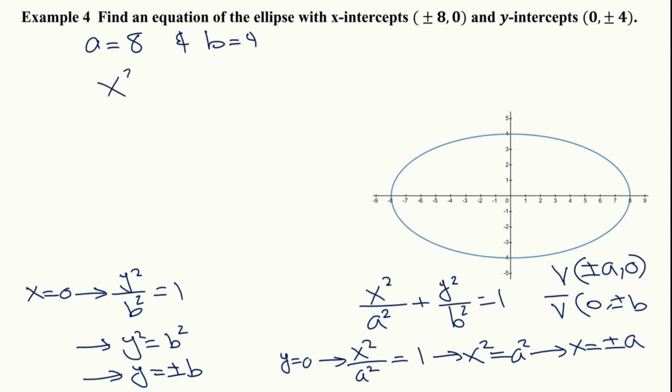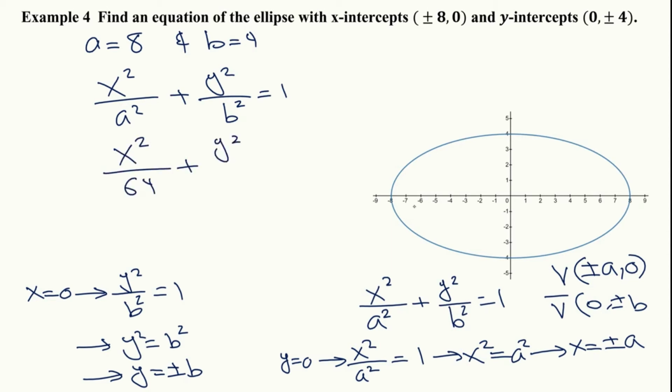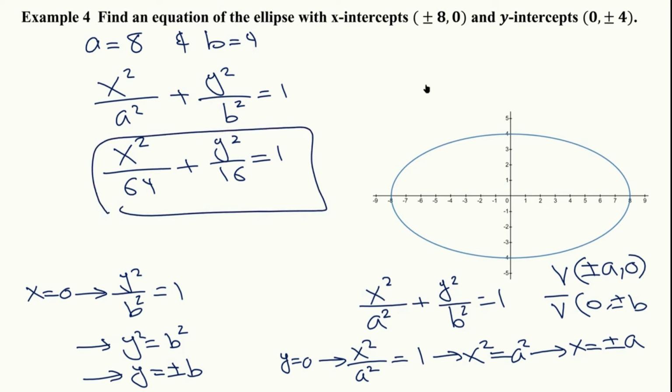So we get x squared over a squared plus y squared over b squared equals 1. So x squared over 8 squared, which is 64, plus y squared over 4 squared, which is 16, equals 1. And there we have the equation of our ellipse. So very simple once you understand that the intercepts for an ellipse centered at 0, 0 are none other than the vertices as well as the covertices.